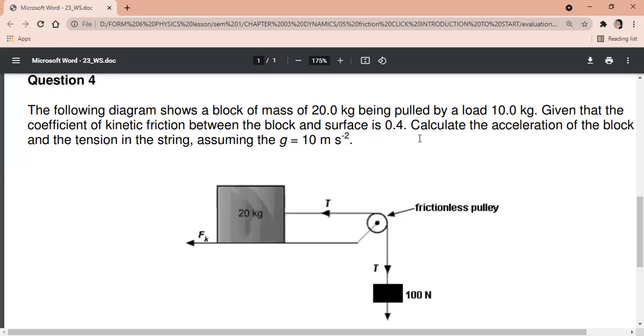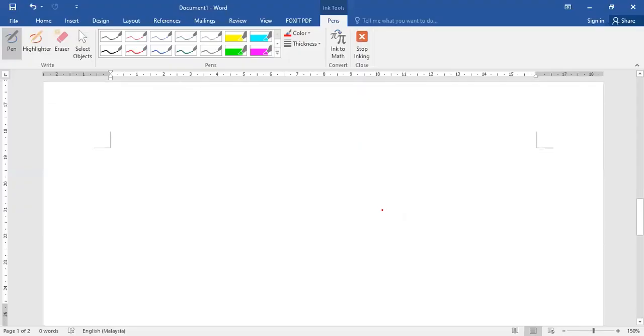So calculate the acceleration of the block and the tension in the string. Given that they said assume g is equal to 10 m/s squared. So we just use 10 m/s squared. So ladies and gentlemen, let's go to the Word file then, to see how we need to solve this type of question.